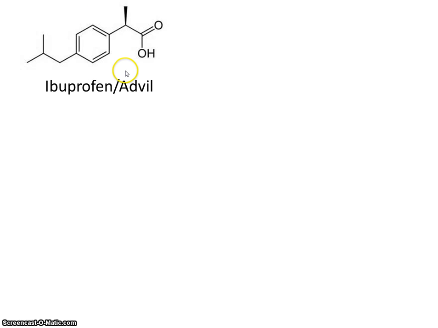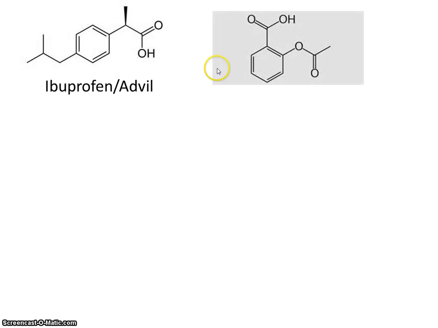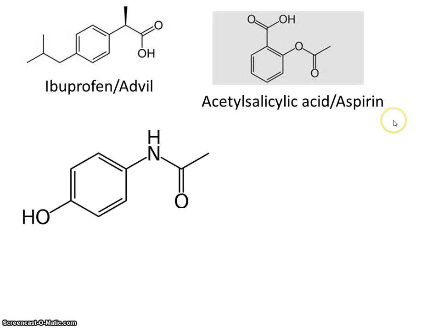Now benzenes are so common, you'll see it in a variety of pharmaceutical drugs. For example, here's a benzene ring. The name of this drug is Advil. Here's another common drug. This also has a benzene ring in it. This is acetylsalicylic acid, or aspirin. Here's a third example. There's the benzene ring. This is Tylenol, or acetaminophen. Benzenes are everywhere. Try to familiarize yourself with it.